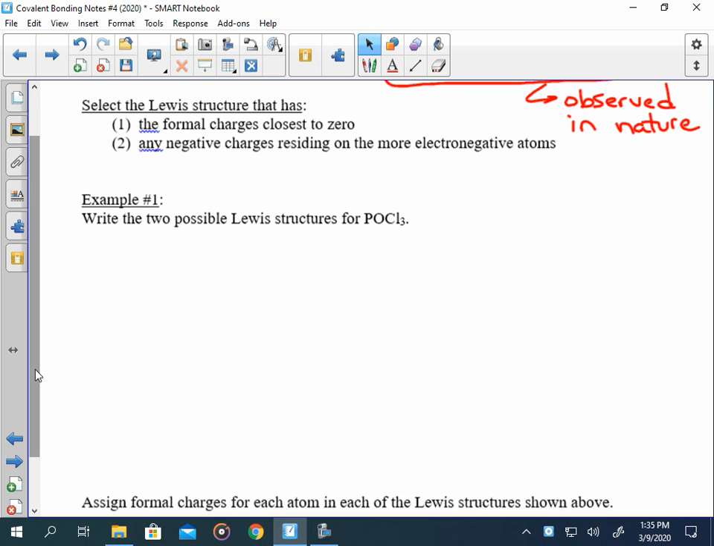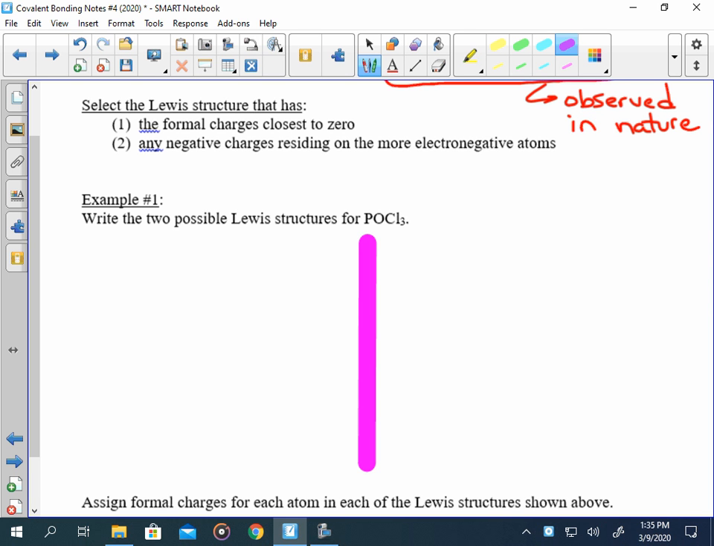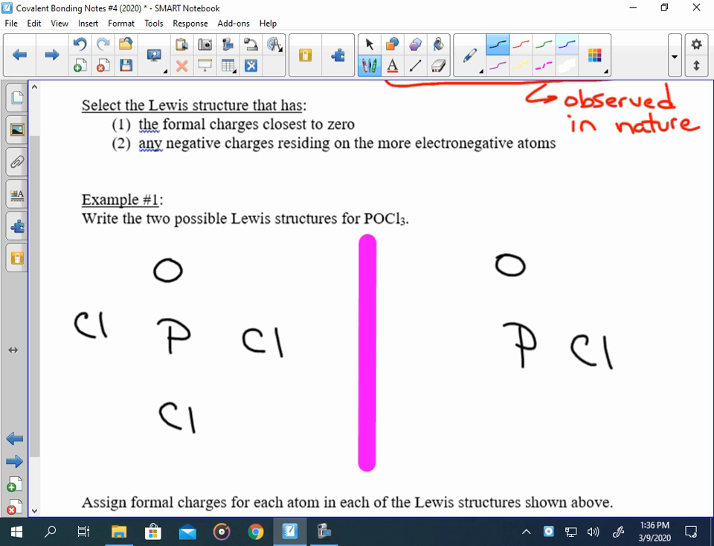Here's what I want to do for example number 1. I want our notes to all look the same. So I want to split the page in half, or split that region in half. And I'm going to put a phosphorus in the middle, an oxygen up north, and then the chlorines would be east, south, and west. I'm going to copy that same pattern over here on the right. Phosphorus in the middle, oxygen up north, chlorine, chlorine, and chlorine.